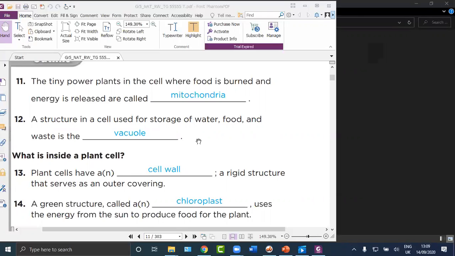What's inside a plant cell? Who can read? Rayyan Fadi. Read, Rayyan. Rayyan, where are you?